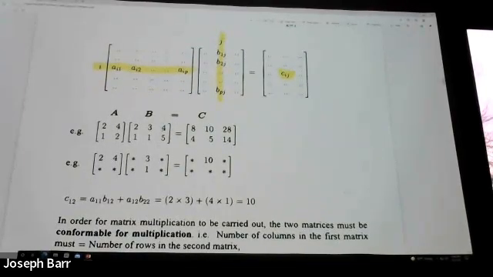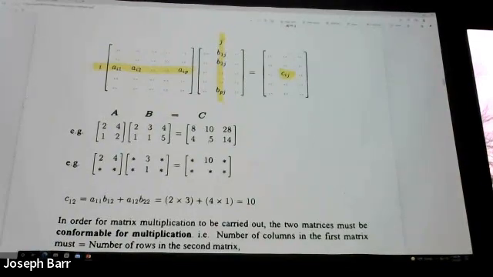So we have A here, we have B here. So suppose this is the C11. C11 means, okay, you have to take the first row in A, first column in B, and do the multiplication. Okay, 2 times 2, 4, and 4 times 1, 4. So 4 plus 4 is 8. Okay, that's how you get the 8.